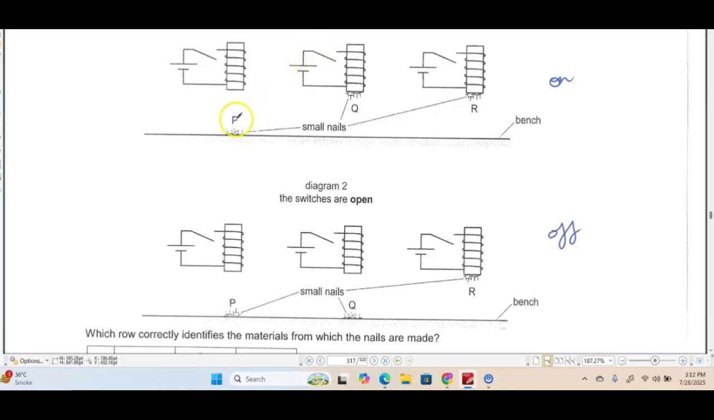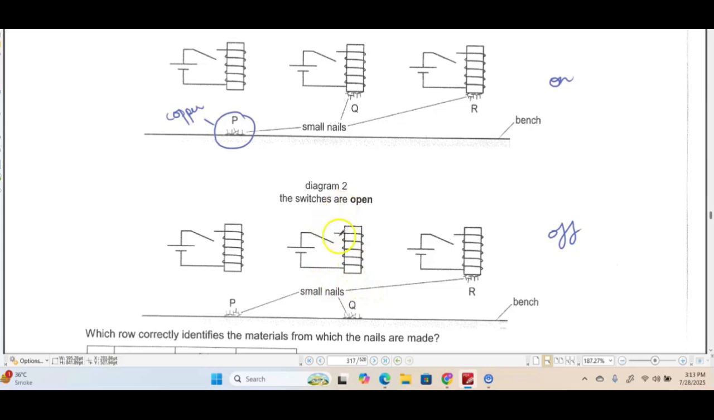Okay. Now these nails would be made up of copper, because copper is not a magnetic material. So even when the electromagnet switch is on, these nails are not picked up. Okay, so Q and R nails would be made up of either iron or steel. Okay, so now we look at these options.